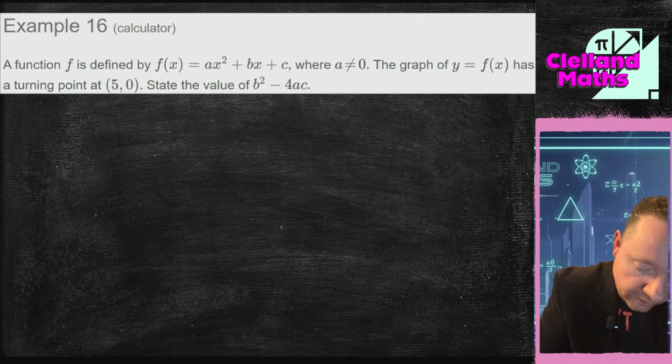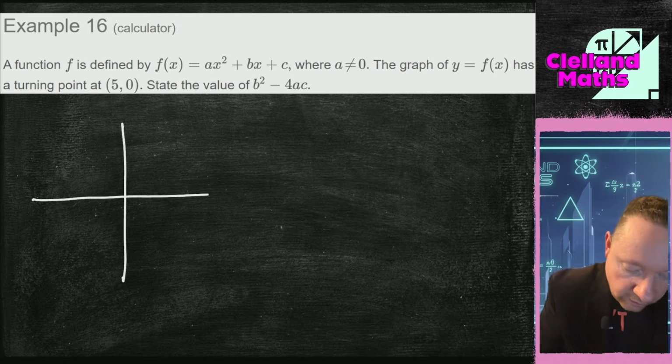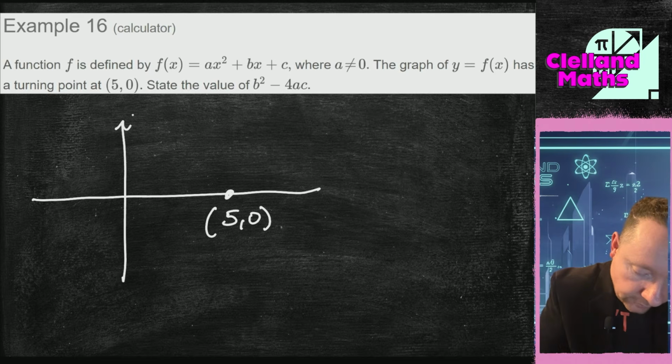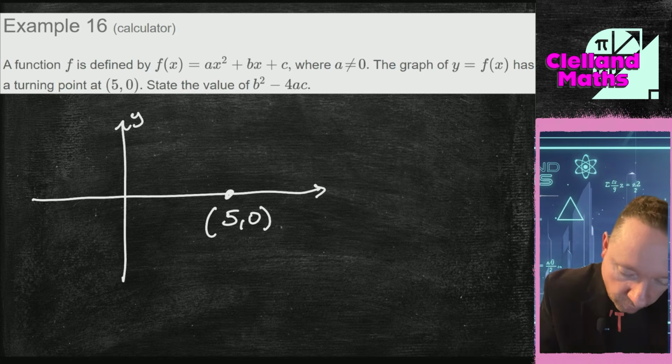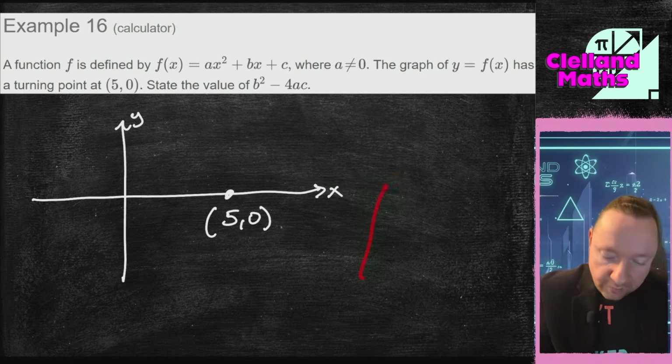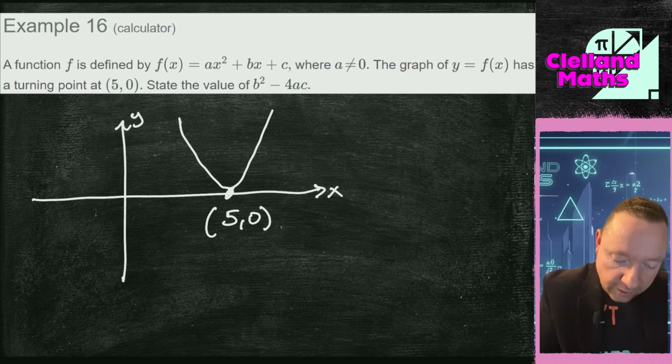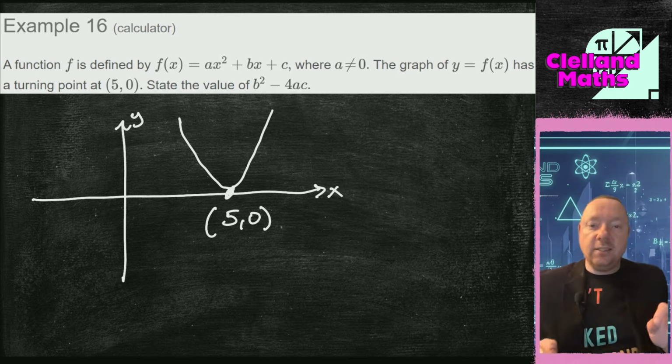So let's draw a quick sketch of what it's telling us. Along 5, 0, that's a turning point. Y and x. So if that's a turning point and it's a quadratic, remember quadratics have one turning point. So it's either going that way or it's going that way. It doesn't really matter which way you draw it, I'll just draw a normal one. It's turning at that turning point, which means it's only touching the x-axis at one place.